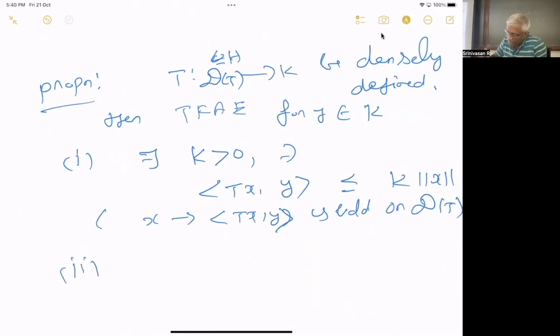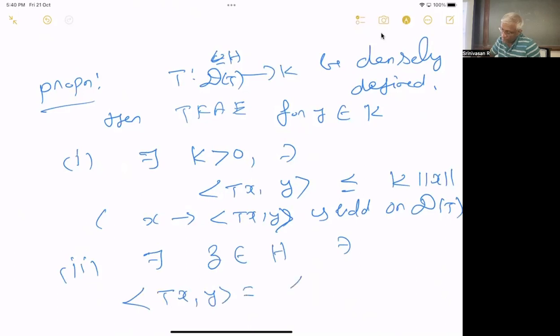The second condition, the equivalent condition, is there exists a z in H such that <Tx, y> equals <x, z>.